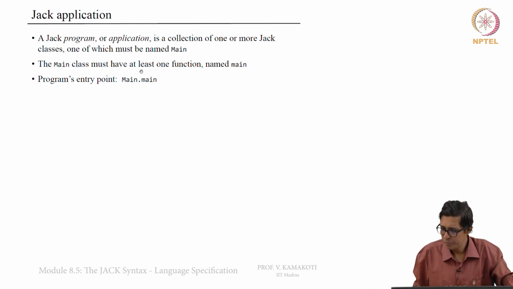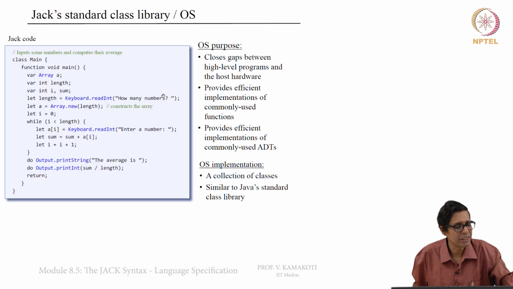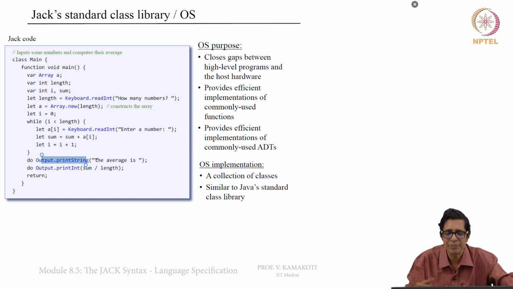So finally, we come to the Jack application. A Jack program or application is a collection of one or more Jack classes, one of which must be named main. The main class must have at least one function named main, and the program's entry point is main.main. So what does the OS do here? The OS gives you a lot of things. For example, Array.new creates space for an array. Keyboard.readInt interfaces the keyboard with the program. Output.printString interfaces the screen with the program.